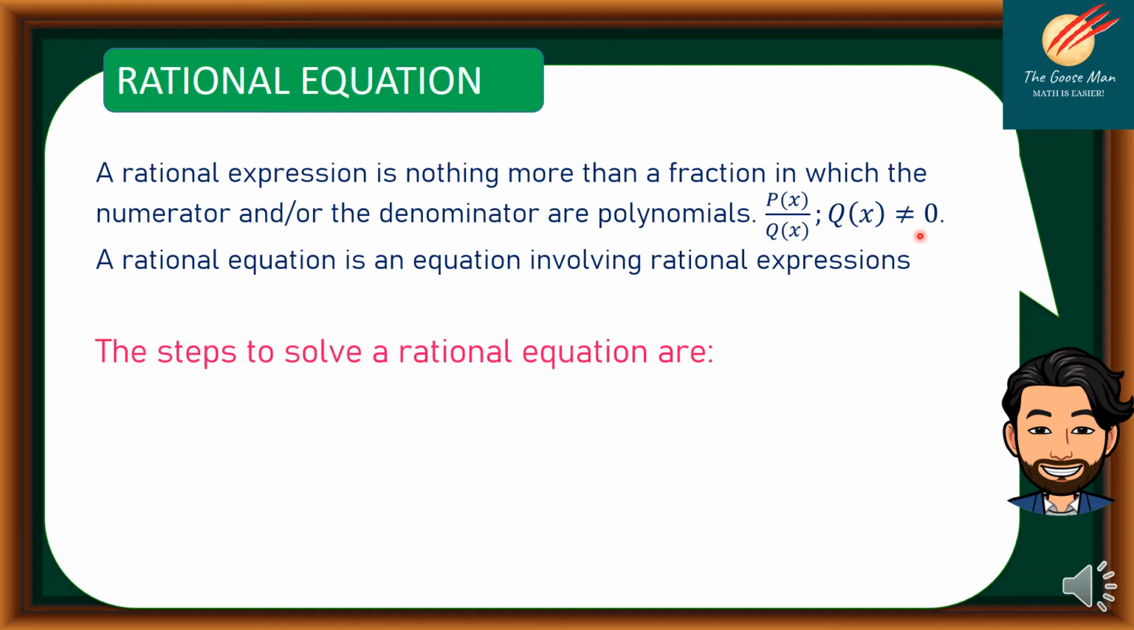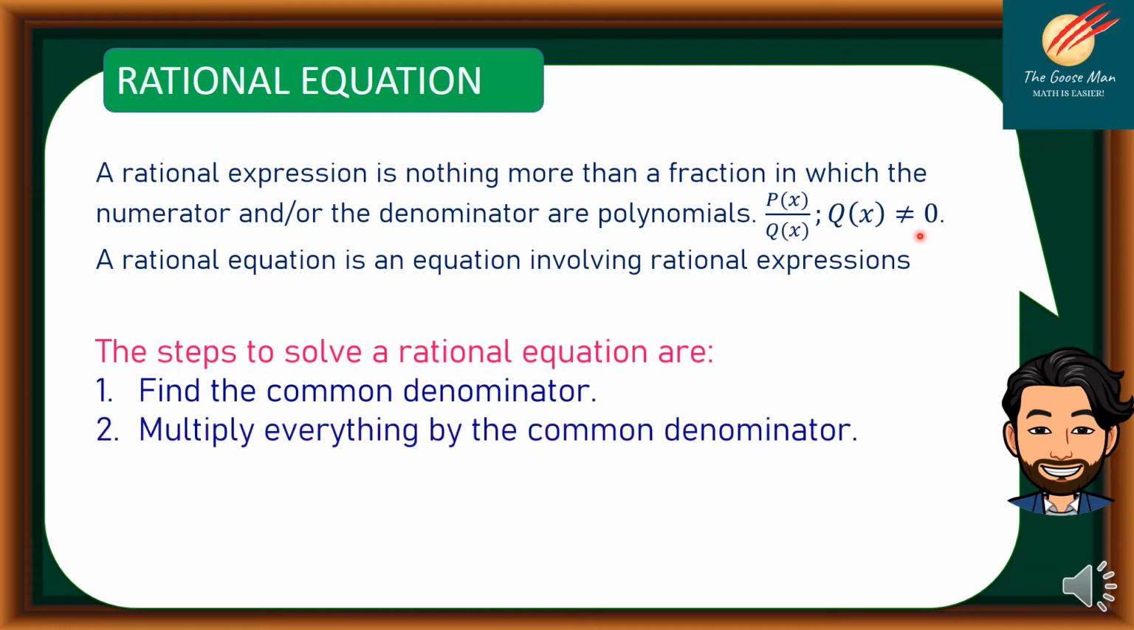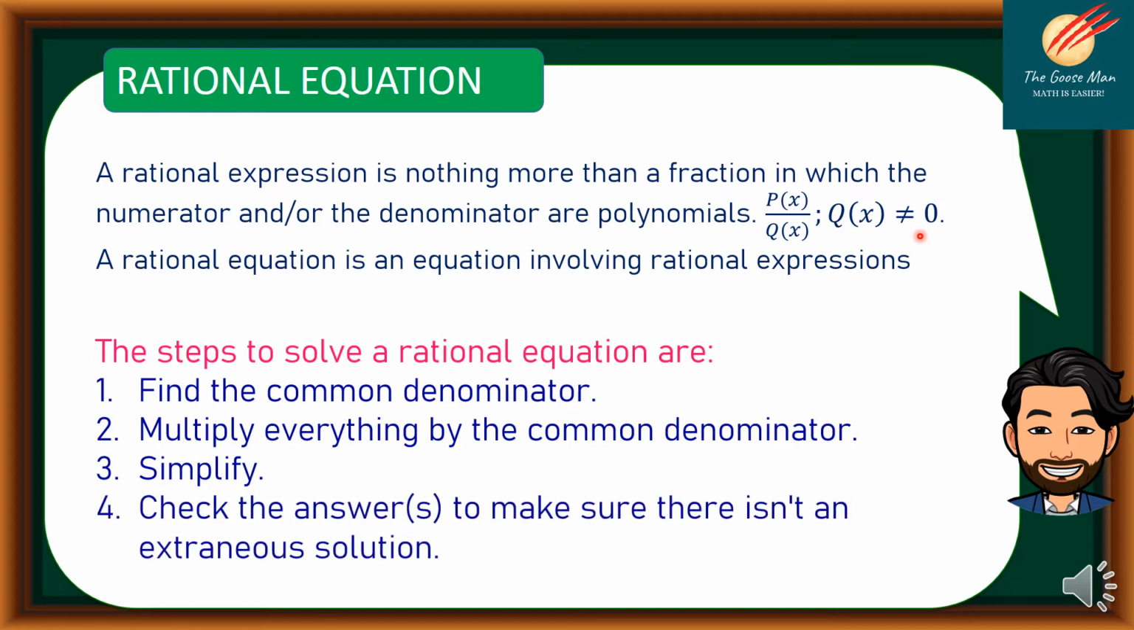So here are the steps in order to solve rational equations. Number 1, find the common denominator. Number 2, multiply everything by the common denominator, or what we call the least common denominator. Number 3, simplify. And of course, number 4, check the answer to make sure that it isn't an extraneous solution.